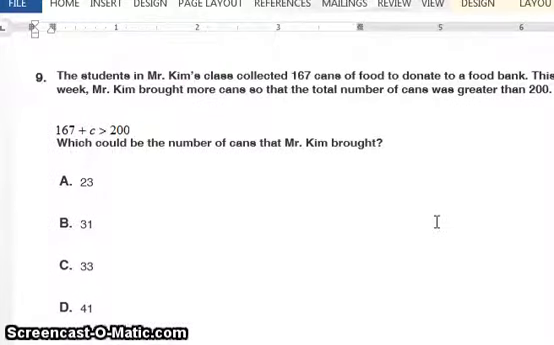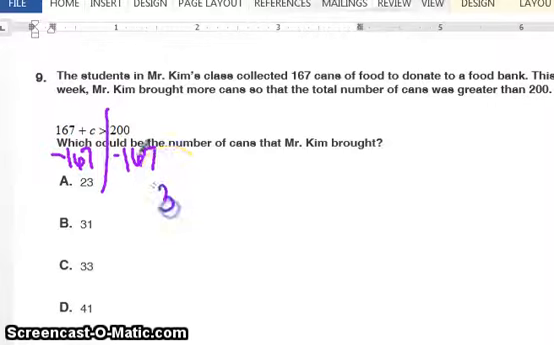Number 9. The students in Mr. Kim's class collected 167 cans of food to donate to a food bank. This week, Mr. Kim bought more cans so that the total number of cans was greater than 200. Which could be the number of cans that Mr. Kim brought? Subtract 167 from both sides.